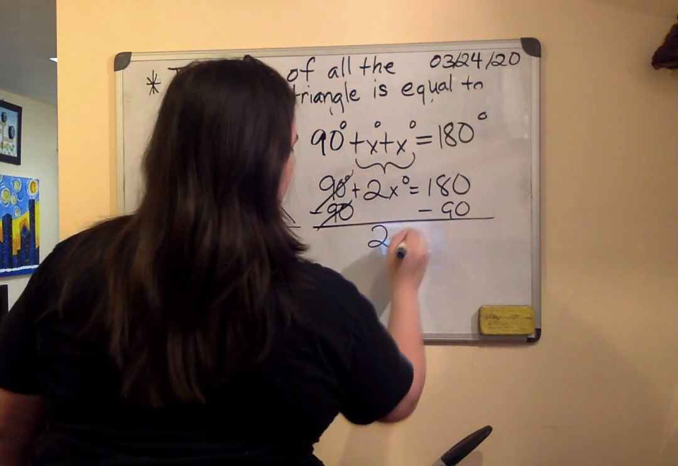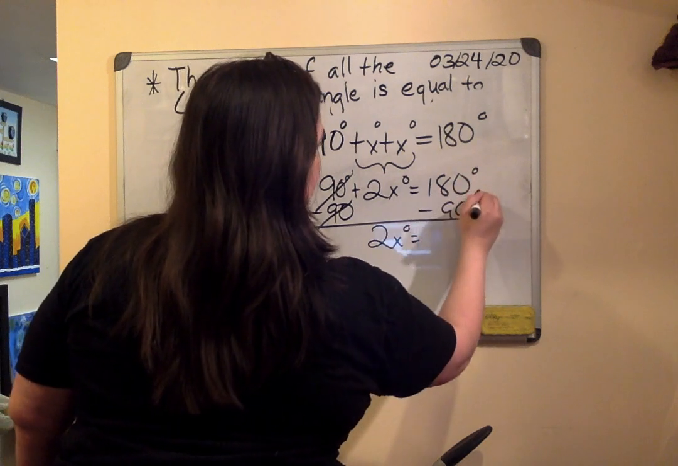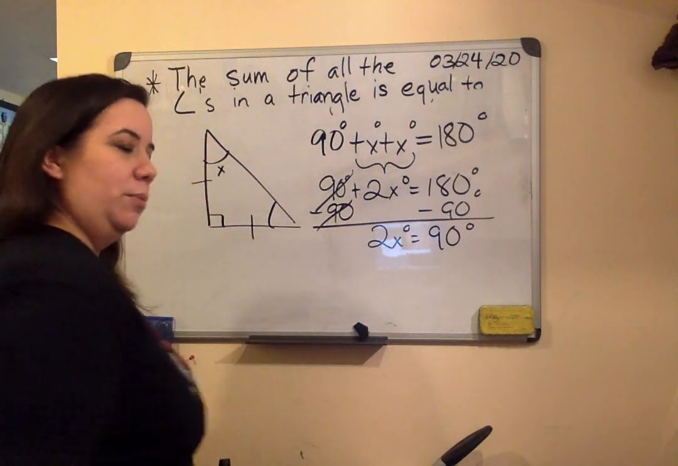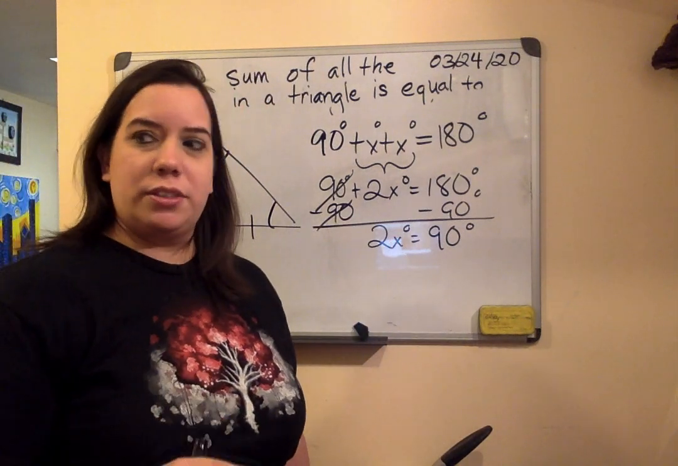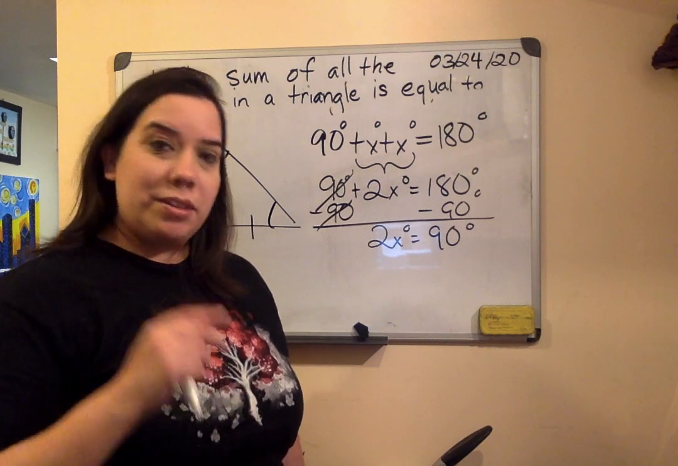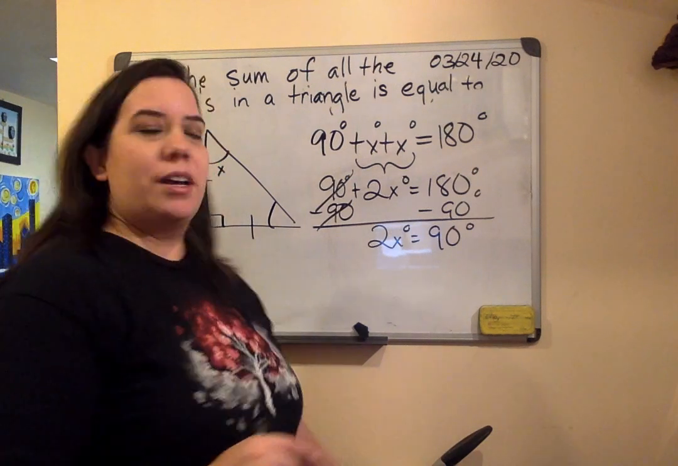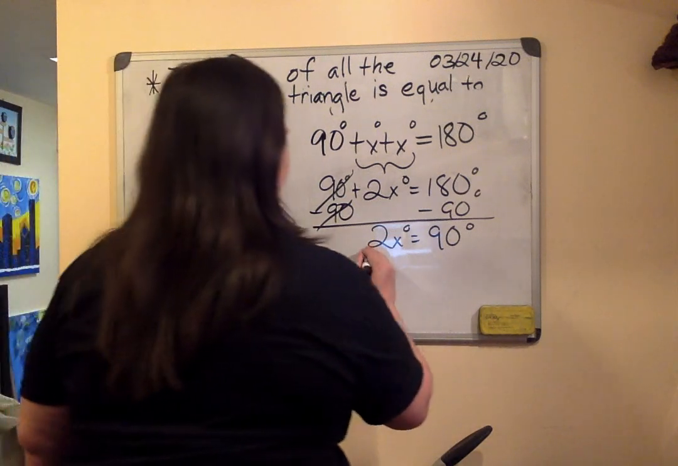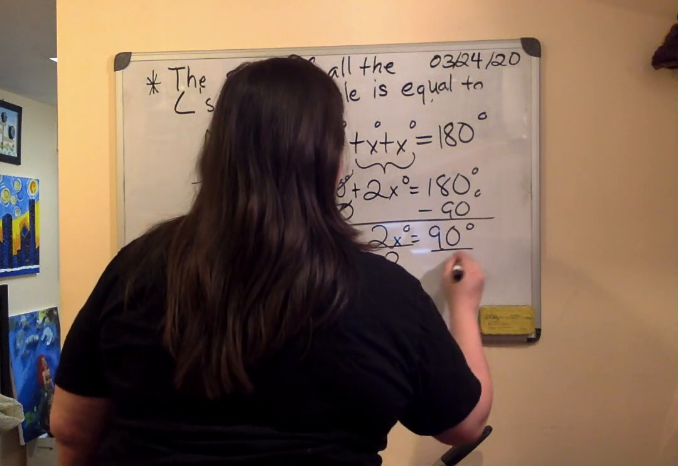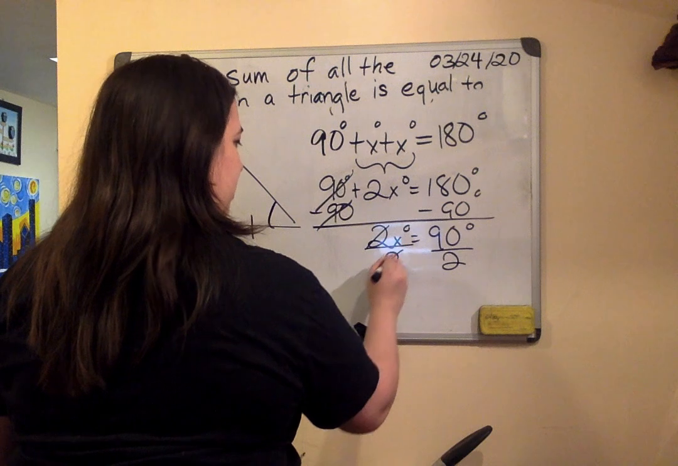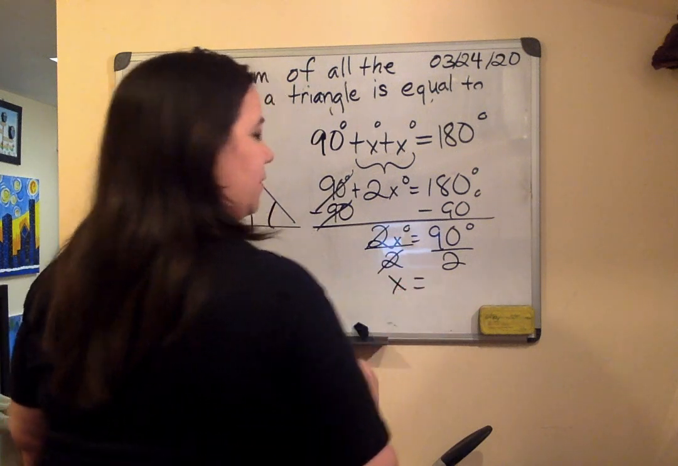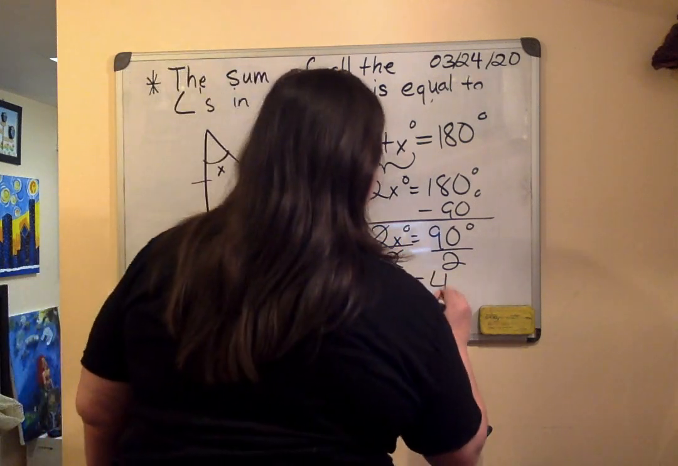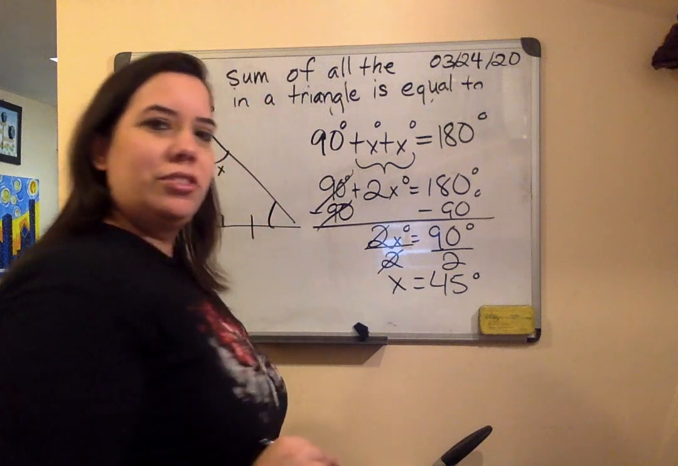That leaves me with 2x equals 90. Now 180 minus 90 is 90 degrees. Now, you have a 2x. What did I tell you when a number and a variable are together represent? It means multiply. Right. So what is the inverse operation of multiplication? Division. Correct. So we're going to go ahead and divide it. We're going to divide by 2 to get rid of the 2. 2 gets canceled out. X. And 90 divided by 2 equals 45 degrees. Very good. And that's all there is to it.